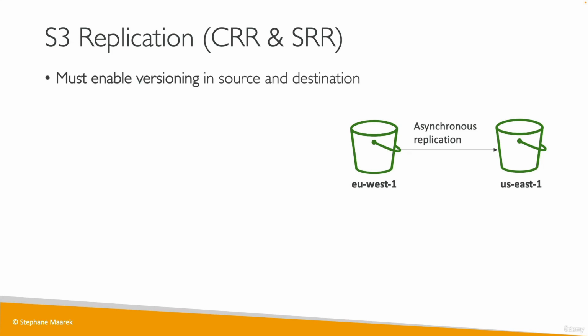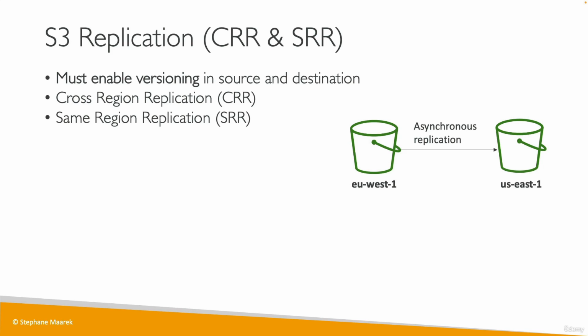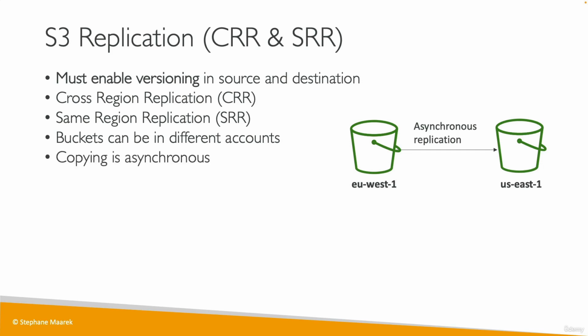For this, you must enable versioning in the source and destination buckets. And then you have either cross-region replication, which means you go between different regions, in this example EU West 1 to US East 1, or same-region replication, SRR, to go from the same region, so from EU West 1 to EU West 1. The buckets can also be in different AWS accounts, and the copying is asynchronous, so it will happen behind the scenes. You must give proper IAM permissions to S3, of course, to do the replication.